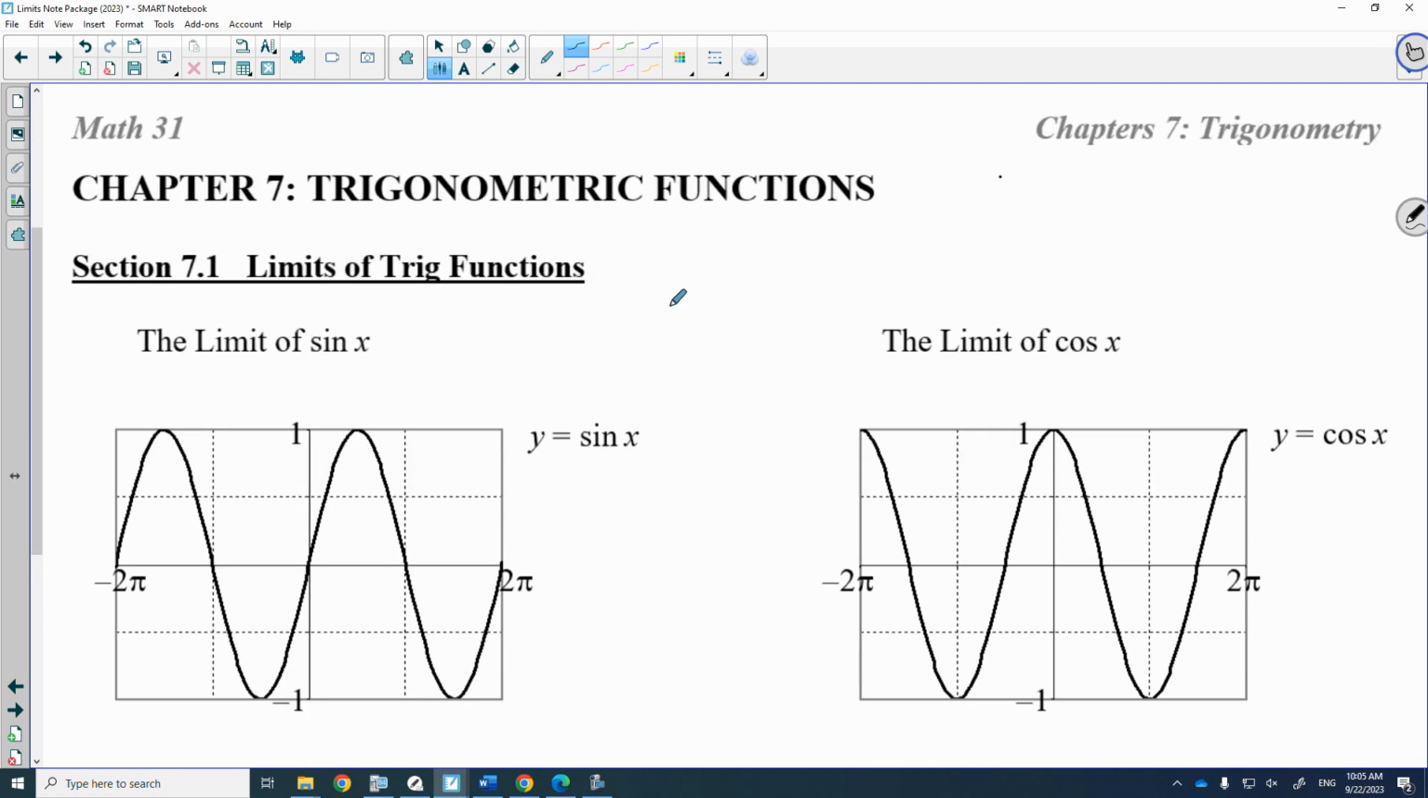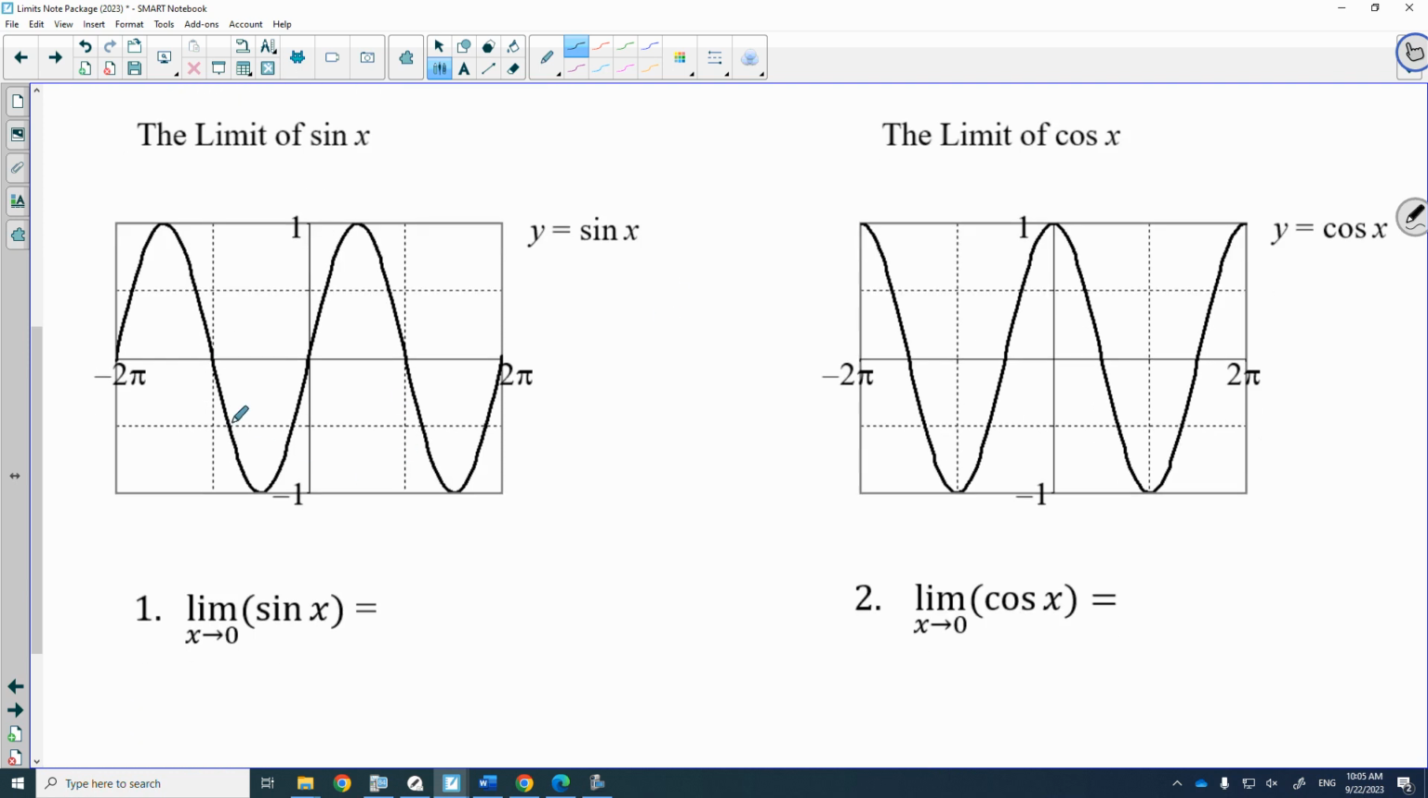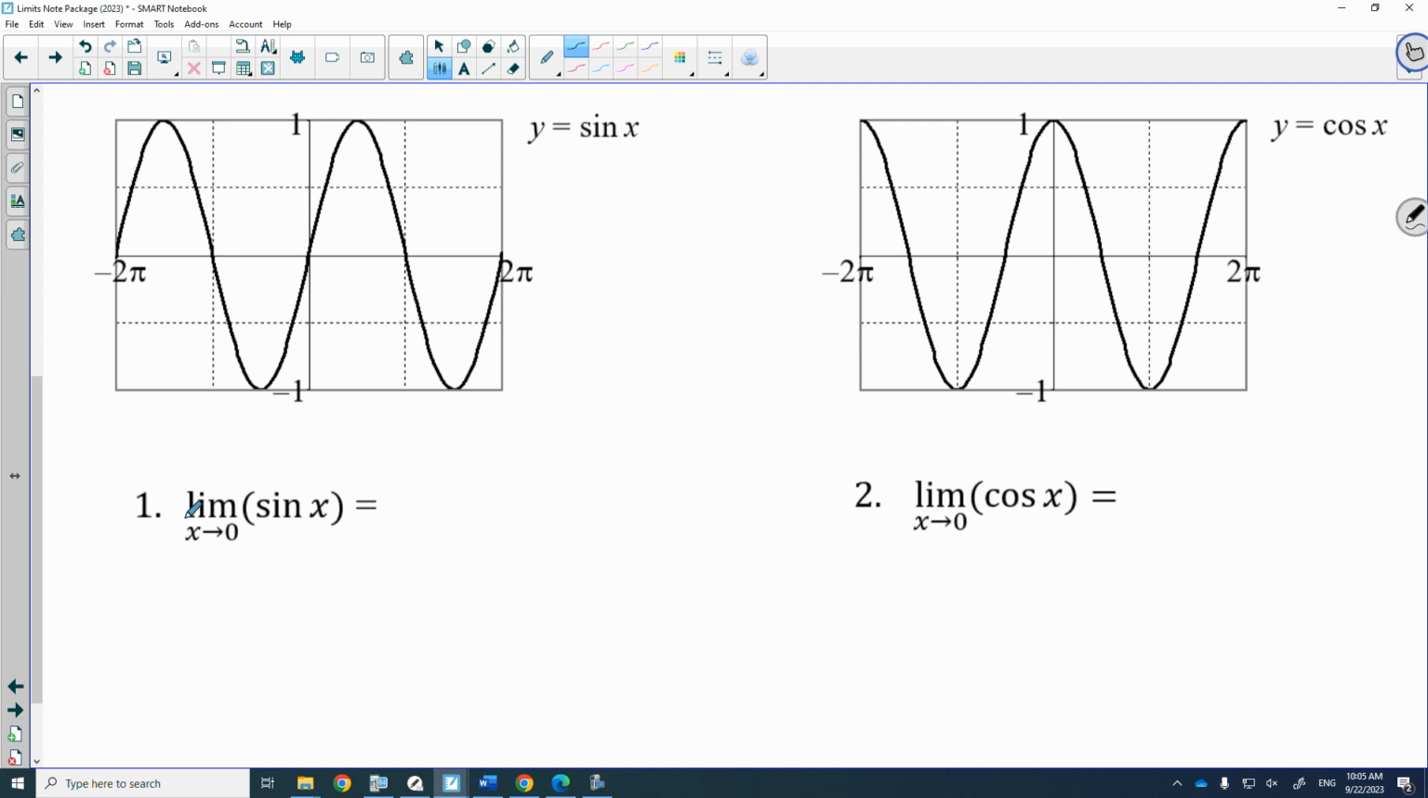Okay, so let's look at the limit of sine of x and the limit of cos of x graphically. Here's the graph for y equals sine of x. Sine of x starts at the origin and goes into its rise. Its period is 2 pi, and it has a max value of 1 and a minimum value of -1. What we're going to answer is the limit as x approaches 0 of sine of x. Remember, in order for a limit to exist, the left-hand limit must equal the right-hand limit. As I approach 0 from the left and from the right-hand side, my function is approaching 0.